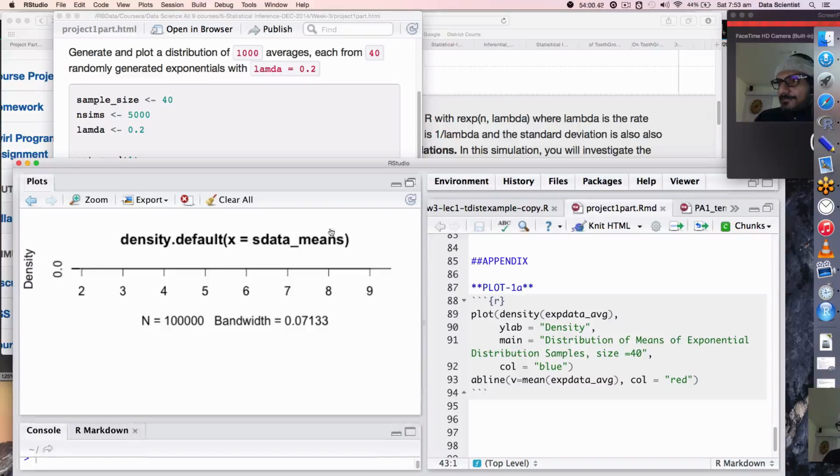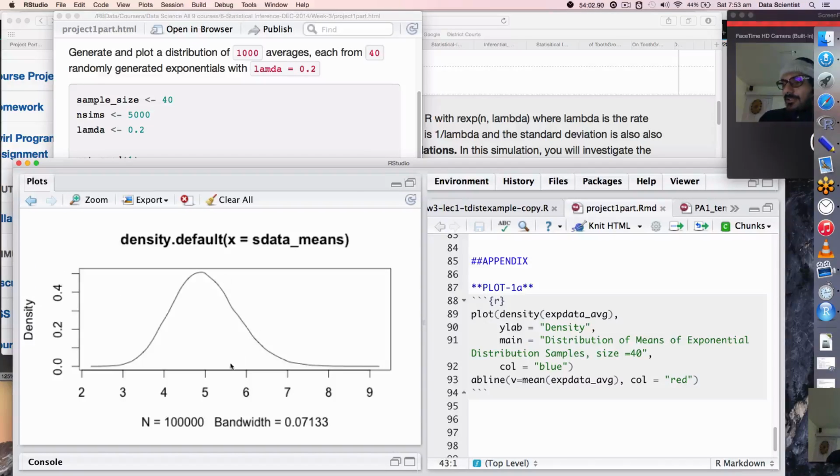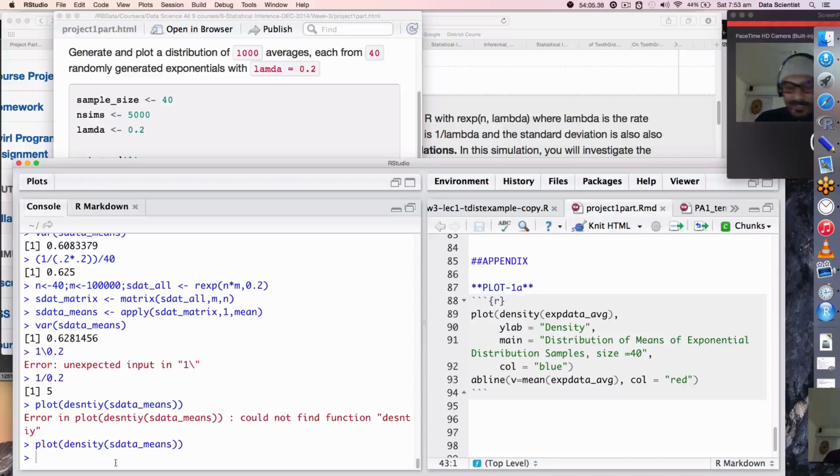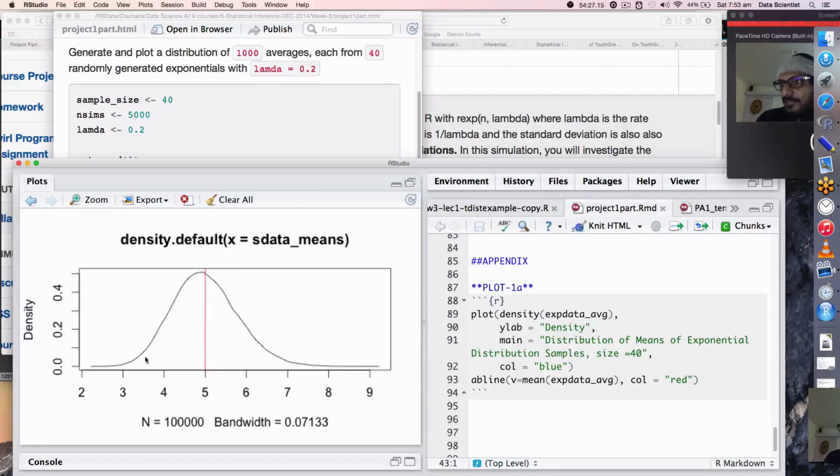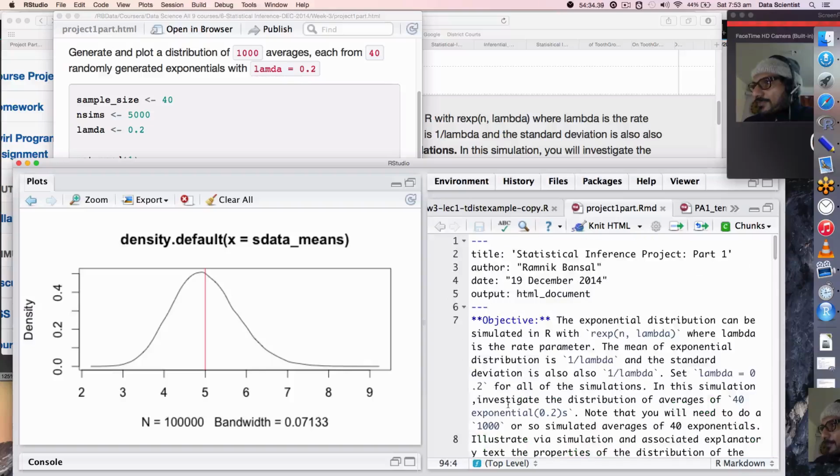So I get this curve. All right. And then what I do is I draw abline in this. I say abline, at what value? At a vertical point, which is the mean of S data underscore means. All right. And I would prefer to change the color, so I say color is equal to, let's say, red. Okay. So I get a line here, which is indicative of where the data is kind of centered. So it's centered around here. All right. So this was my plot one.